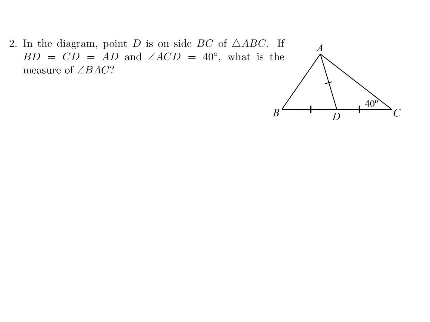In the diagram, point D is on side BC of triangle ABC. If BD is equal to CD is equal to AD, and angle ACD is 40 degrees, what is the measure of BAC? So this is what we call angle chasing, and here we go. So this is the same as that, so therefore this angle is the same as that angle, so that's 40 degrees. And that angle, therefore, would be 180 minus 40 minus 40, since the angles all have to add up to 180. So that basically means that that's 100.